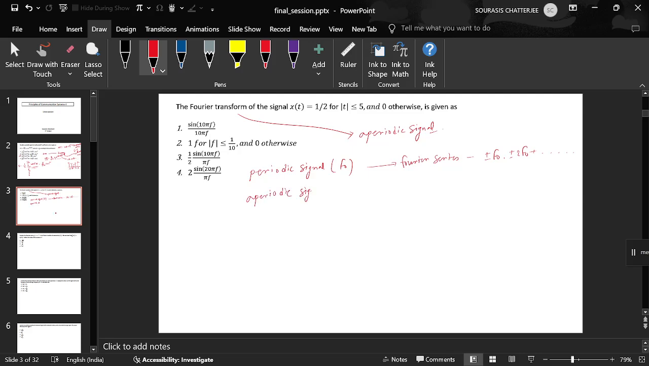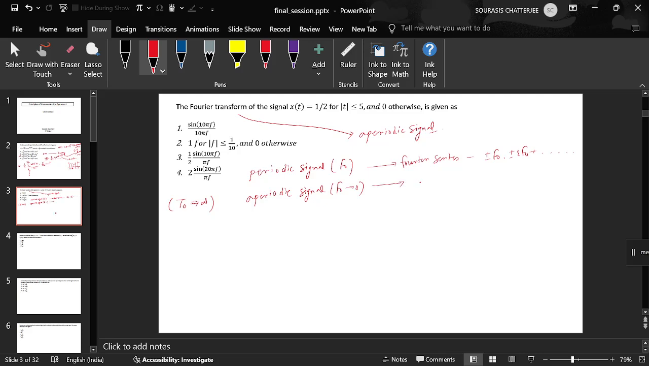So when you talk about an aperiodic signal, what is basically an aperiodic signal? That is not periodic. So you can consider an aperiodic signal as a periodic signal with fundamental period infinity. Let's say the fundamental period t naught tends to infinity. So that is what an aperiodic signal is. So when t naught tends to infinity, f naught tends to 0.